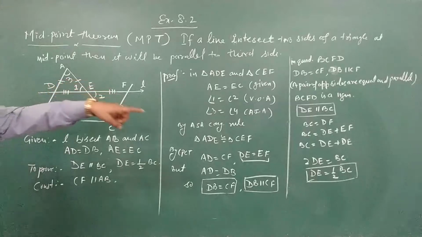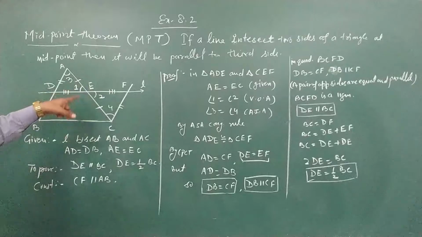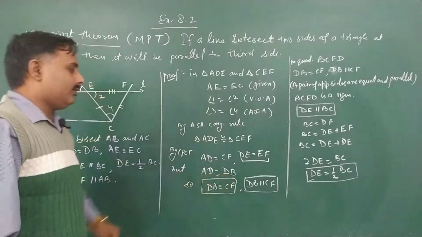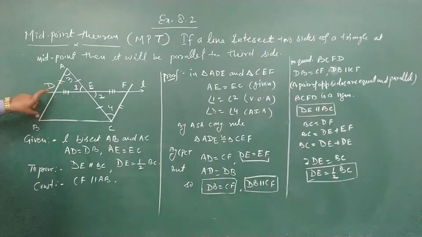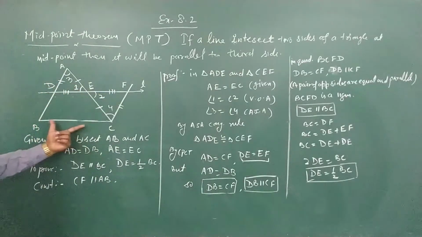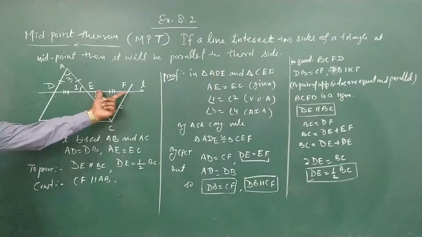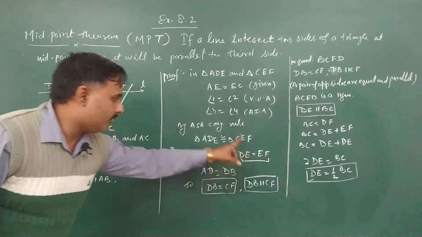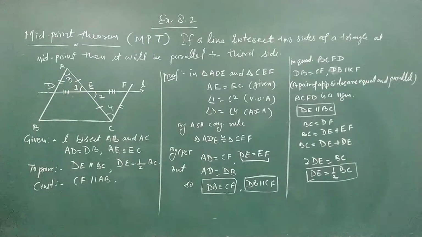Now we have to use this to prove the next part. From there we can say that BCFD is a parallelogram, a pair of opposite sides are equal and parallel. We use that part for the next. Now DF is equal to BC, and DF we split as DE plus EF, and EF and DE are equal, we already proved. So replacing EF with DE, we got twice DE is equal to BC, or you can say DE is equal to half of BC. This is your theorem number 1 of 8.2.